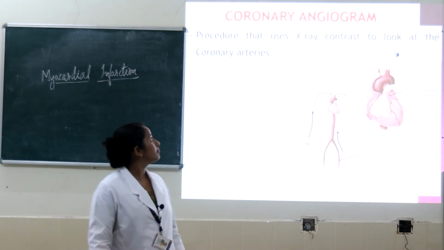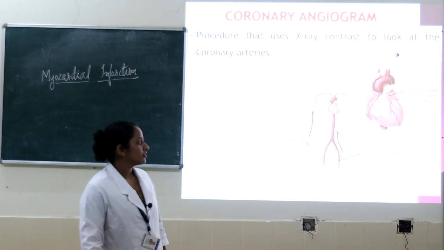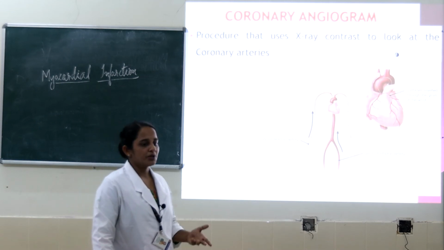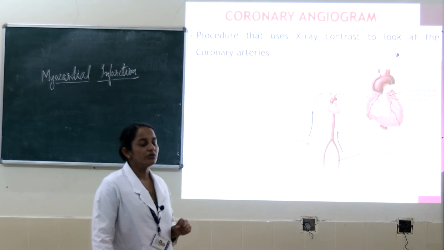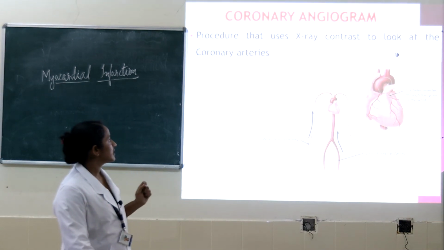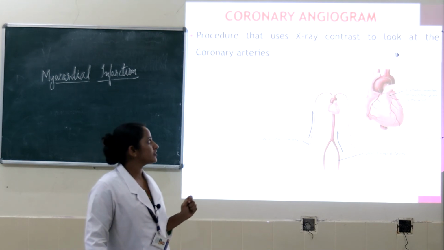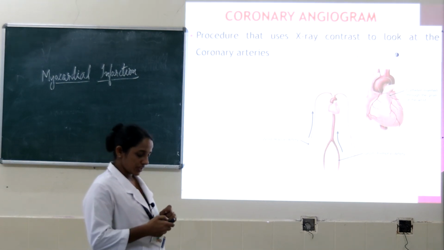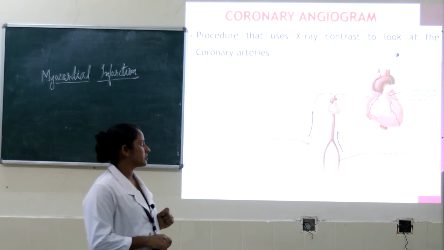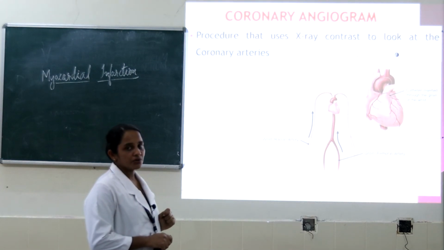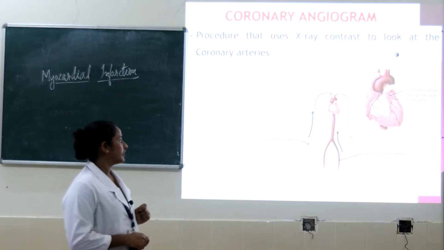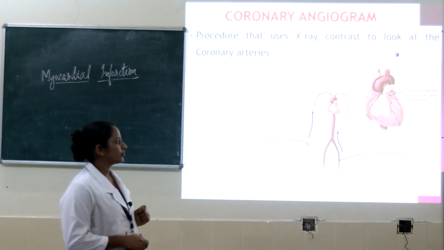Then the next one is coronary angiogram. As we all know, it is a common term. Most cardiac patients may undergo a coronary angiogram. It is a procedure that uses X-ray contrast to look at the coronary arteries. We introduce a catheter to the heart and the coronary arteries, inserting it through either the radial artery or the femoral artery, and it reaches the heart and the coronary arteries. There we inject.